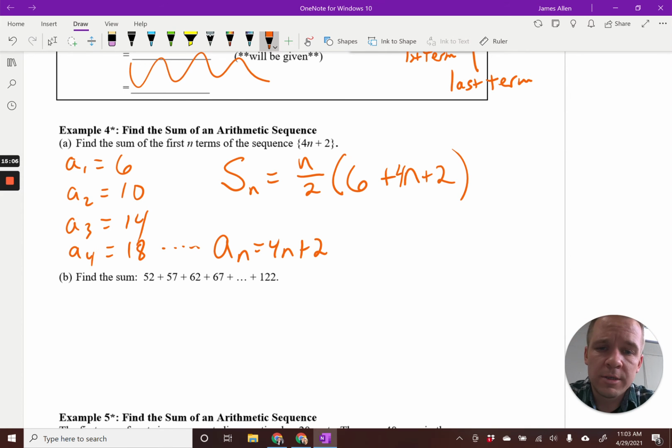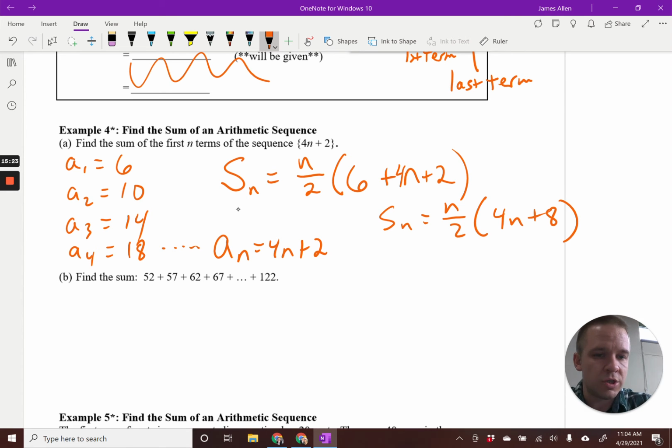All right. So now, all right, we got that. I feel like we could simplify that. Don't you? I feel like we could. So I'm going to combine some like terms. So I'd have S sub n is equal to n over 2, and then I'd have 4n plus 8. And I could distribute in, so that'd be 2n squared plus, and then 8 over 2 is 4n. Right? Okay. Cool. I like it.